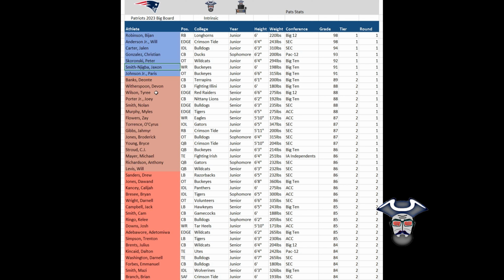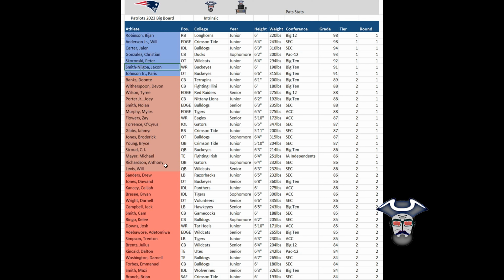So we're so close. In order for the Patriots to have a shot at any one of these guys, you're probably going to need someone to take either Nolan Smith, Joey Porter Jr., or maybe even Deonte Banks, or there are some people who are really big on Broderick Jones who might reach on him.